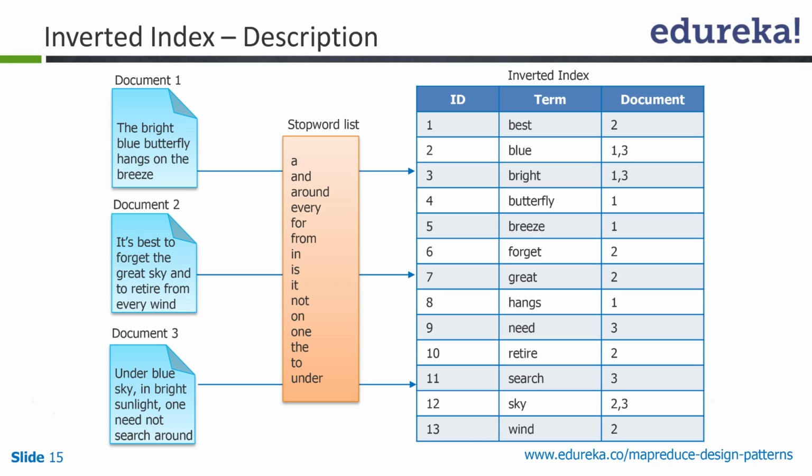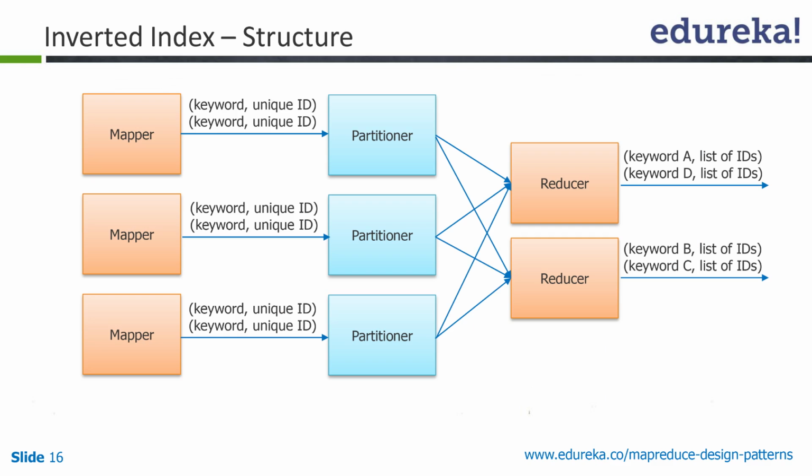Here is the structure. This is how I will be talking about the patterns in the class. We'll start with the description, then we'll look at the structure of those patterns with a diagram, and then we'll look at the applicability of such things, then use cases of such things, and then examples based on that. So this is what explains your inverted index.